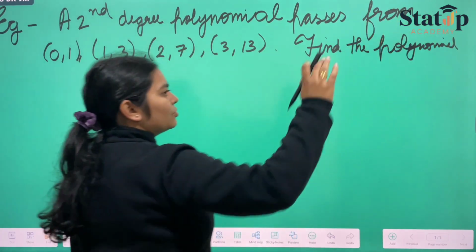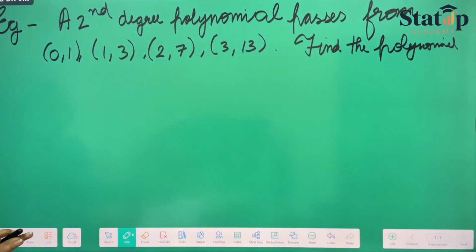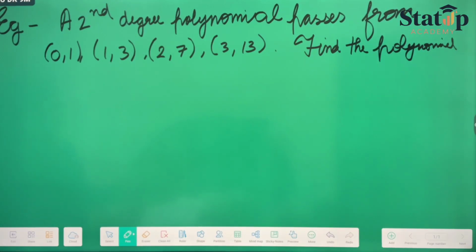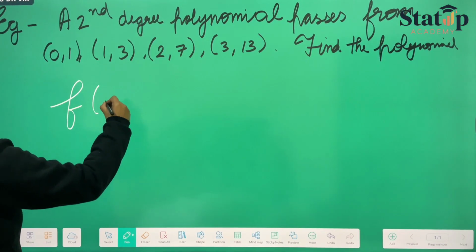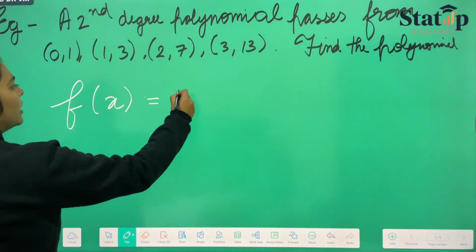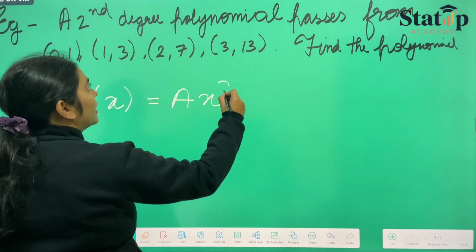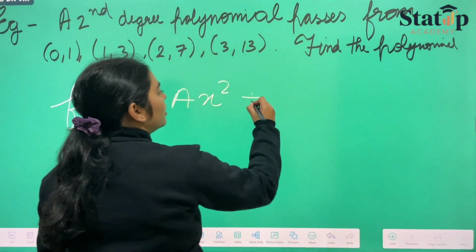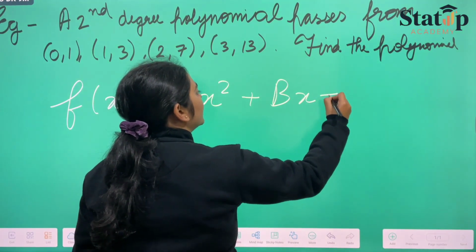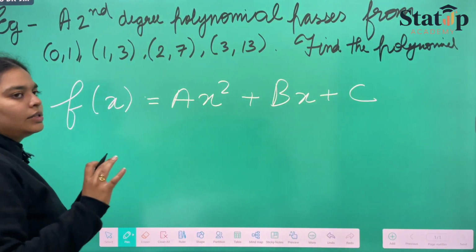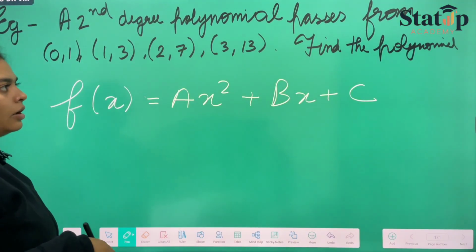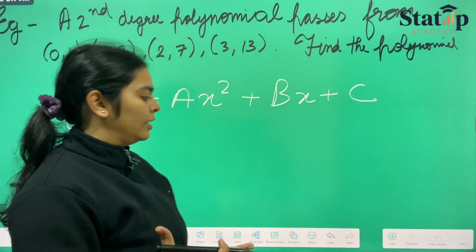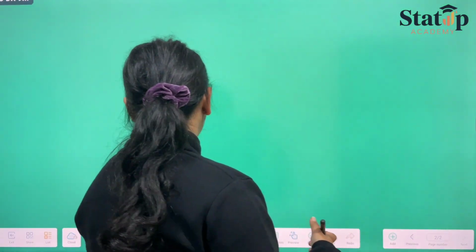Now in this we'll be using the forward interpolation formula. First we have the function. Let us suppose we have the function as ax square plus bx plus c, because it is a second degree polynomial, where a is the coefficient of x square, b is the coefficient of x, and c is the constant term. To find this, we have to make a table like this. Let us make a table.